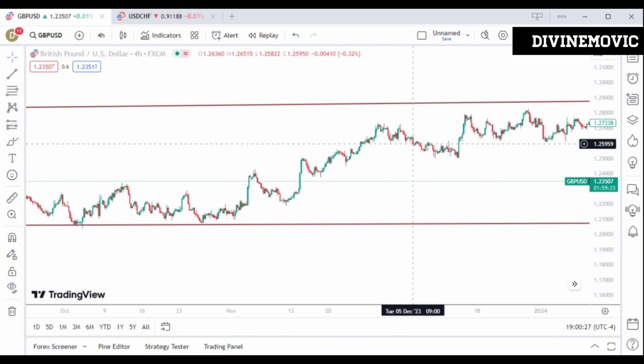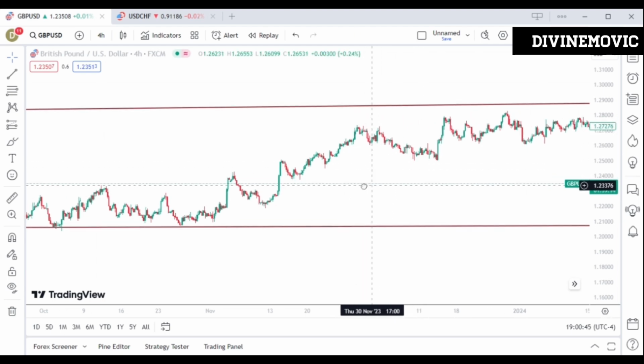Price is either going to break the resistance key level and continue to the upside, or price is going to come and break down the support key level and continue to the downside. So it's a two-way factor here. We want to see price break above the resistance key level and continue to buy, or we want to see price reverse at the resistance key level and go for a sell.